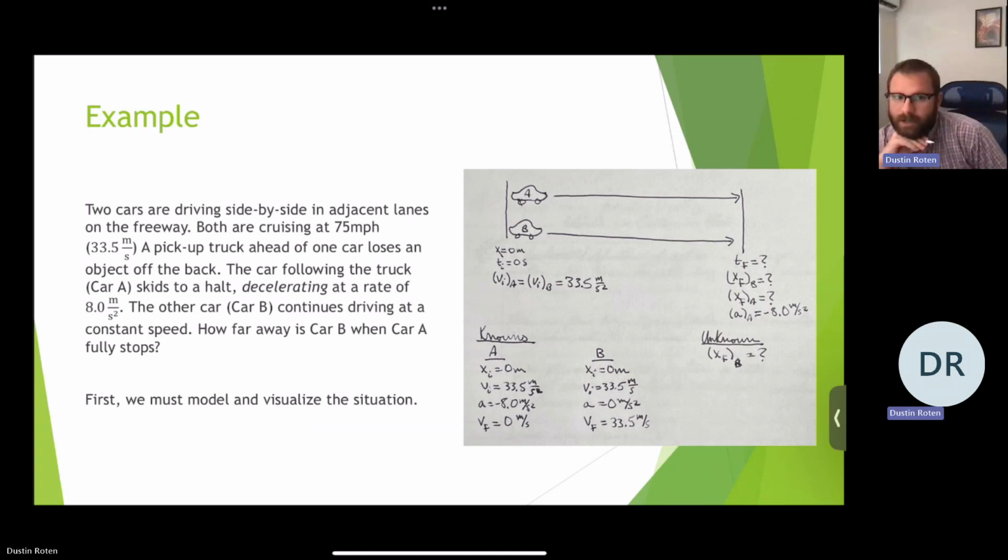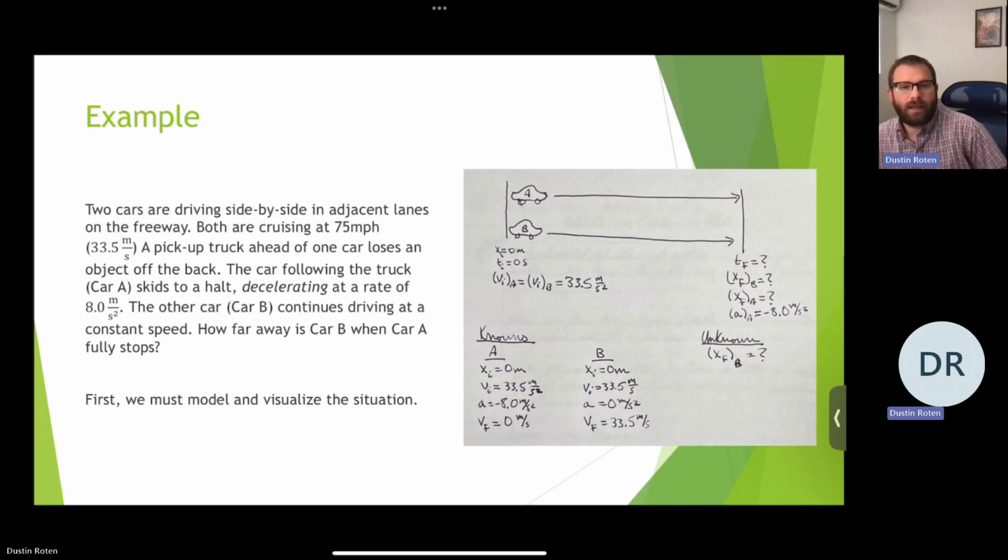So let's look at one horizontal example where we have two things moving at once instead of just one ball falling or something. In this case, we have two cars driving side by side in adjacent lanes on the freeway. I've modeled and visualized that here, and started to write down the things I know and don't know. First of all, I've got my two cars. They're both cruising at 75 miles per hour. I need to convert that. That's going to be 33.5 meters per second. So I've notated that in my visual over here.